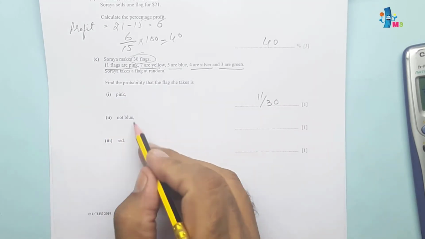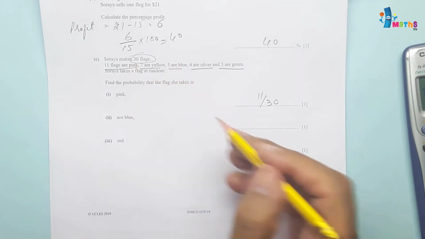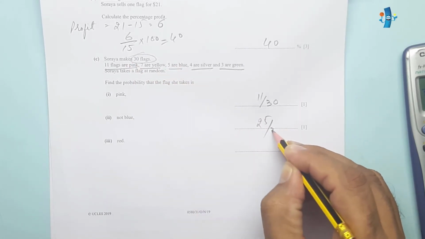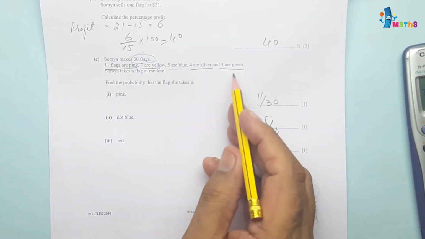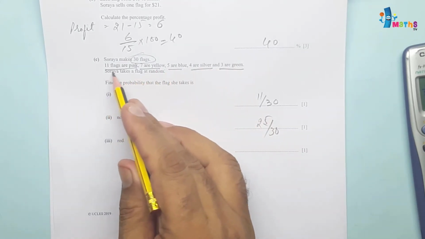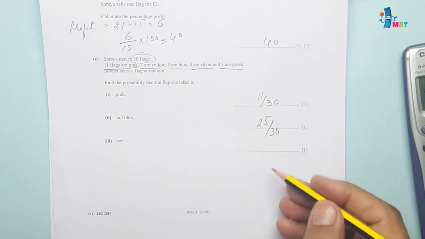Then not blue: 5 are blue, so remaining 25 are not blue. So 25 by 30 will be the probability for not blue. Red, how many? So there are no red. So we can write 0.